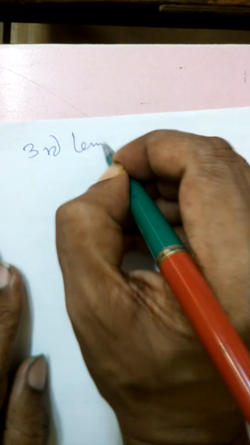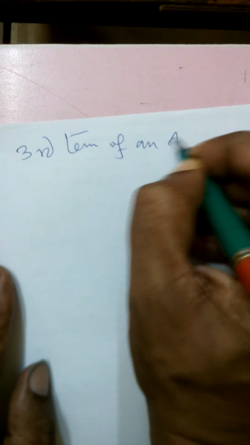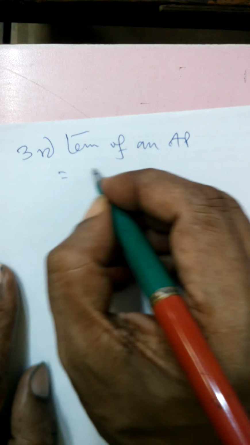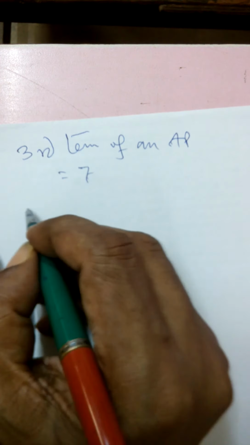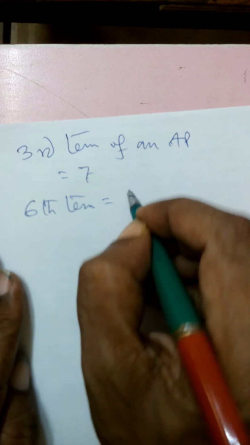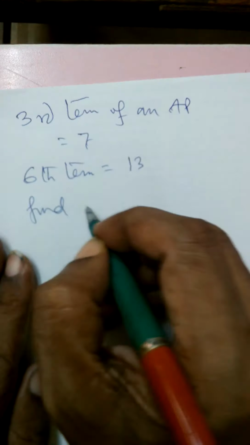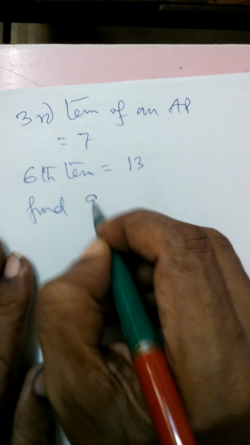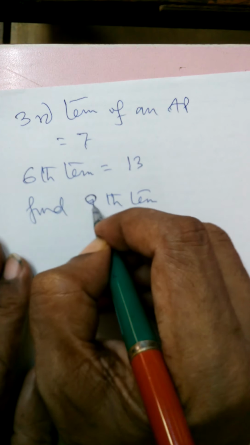The third term of an AP is given as 7, and the sixth term is given as 13. Find, suppose, the ninth term. Or the eighth term, better let us take the eighth term.